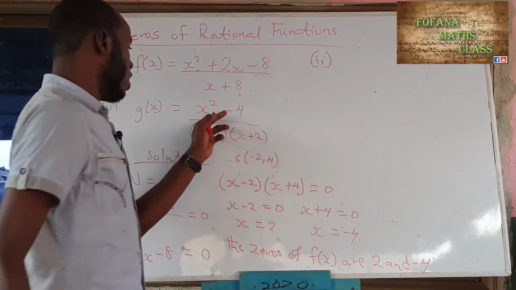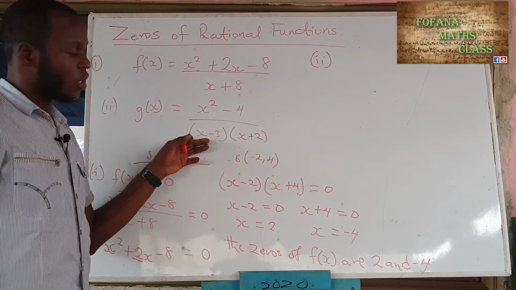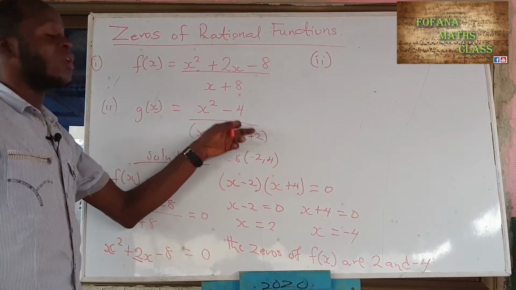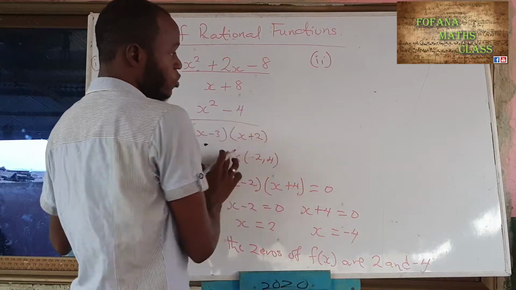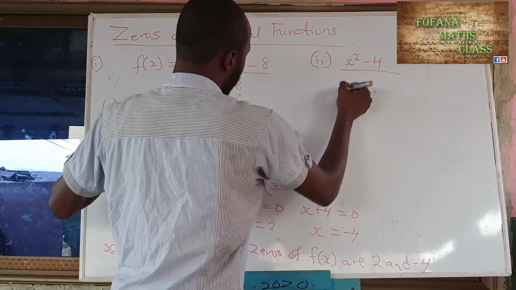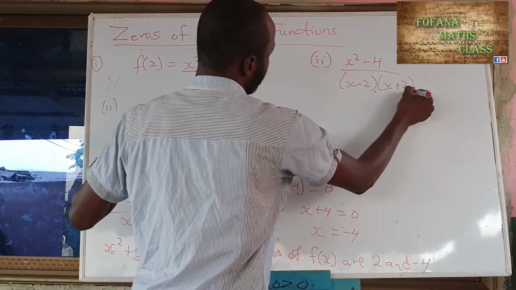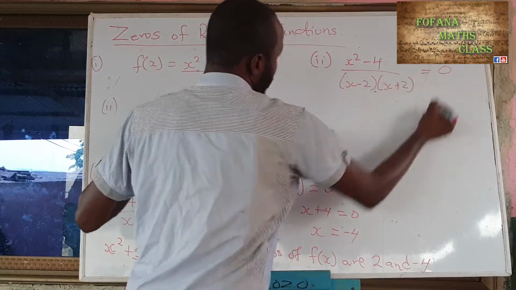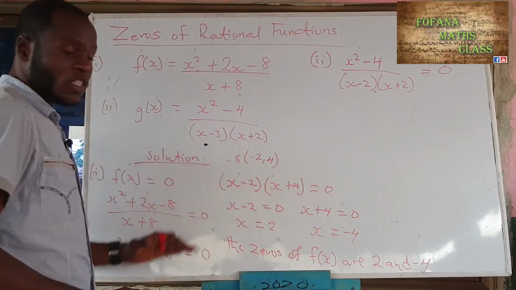these two factors, x minus 2 multiplying x plus 2. So all you need to do is set g of x to 0. So you have x squared minus 4 over x minus 2, then x plus 2, which is equal to 0. Now we still find the LCM, just like we found the LCM for this question.